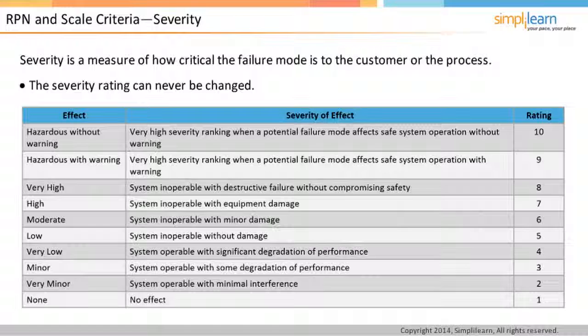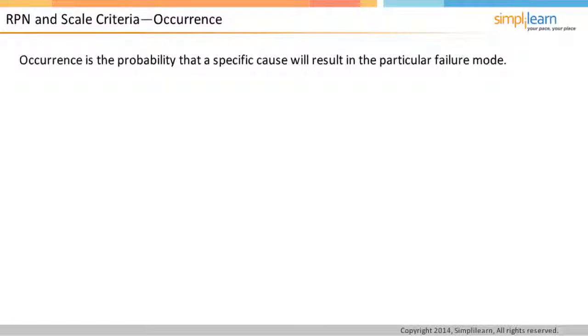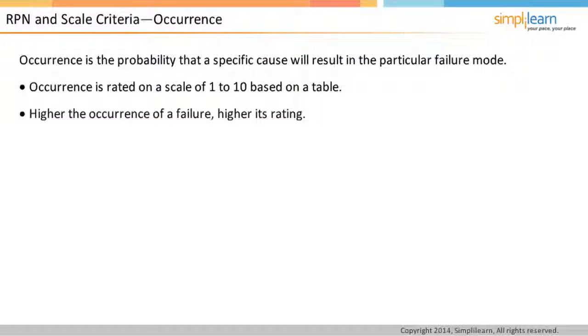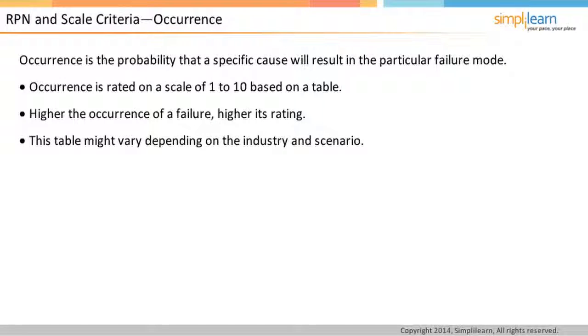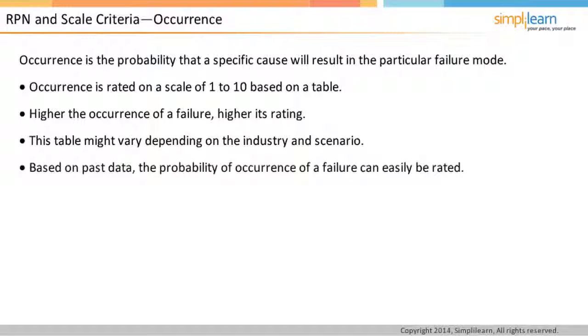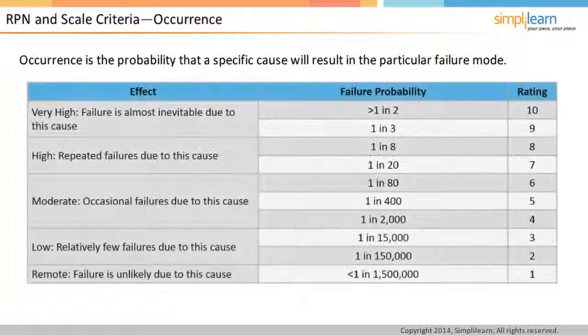Occurrence is the probability that a specific cause will result in the particular failure mode. As with severity, occurrence is rated on a scale of 1 to 10 based on a table. Like the severity table, higher the occurrence of a failure, higher is its rating. Again, this table might vary depending on the industry and scenario. Sometimes the project team can use data here if available. Based on past data, the probability of occurrence of a failure can easily be rated. Shown here is a generalized table. Let us next look at detection of RPN and scale criteria.